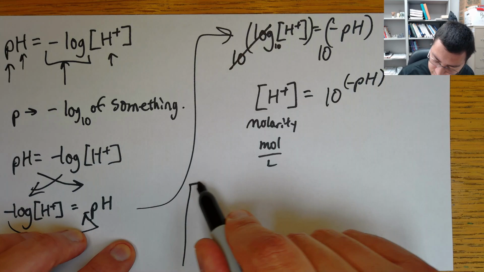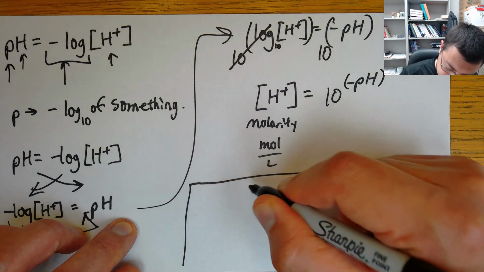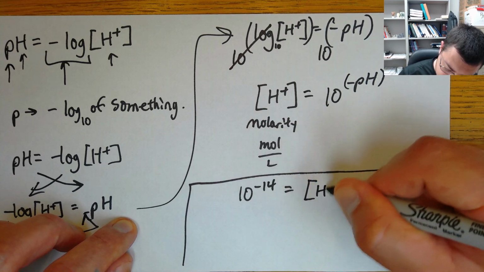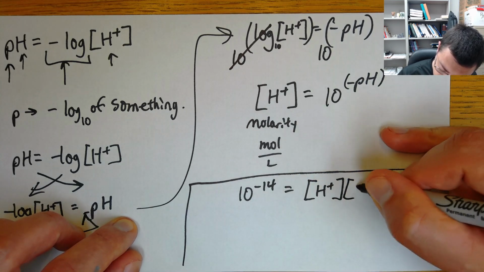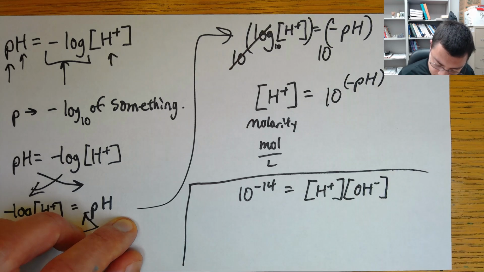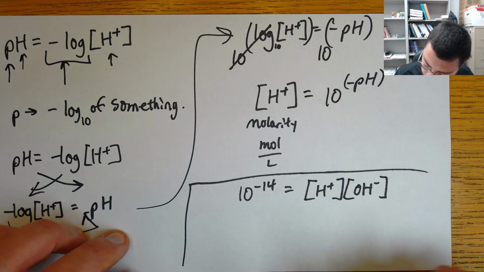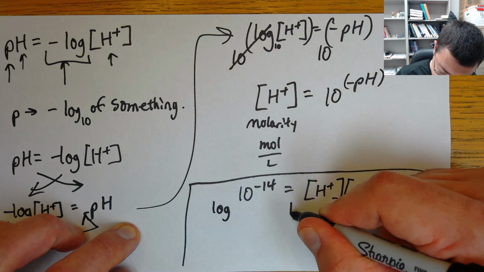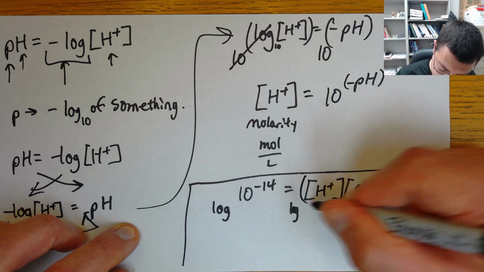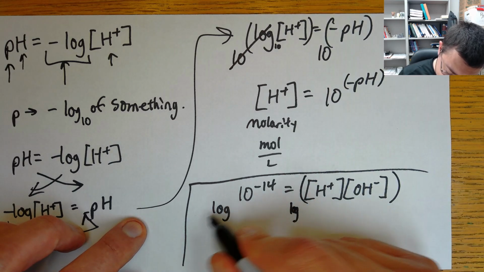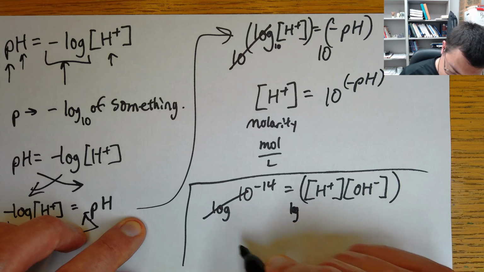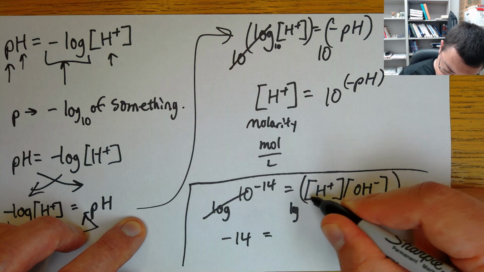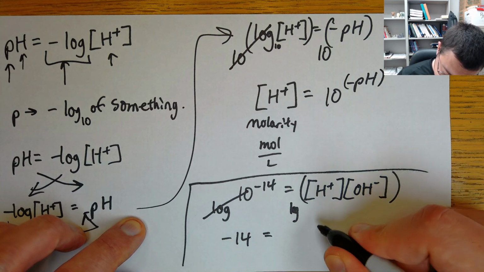So we can do something similar here. 10 to the minus 14 equals H plus OH minus. If we do a log base 10 on both sides, log of that, then that will cancel, and then that will leave us with a negative 14 there. These can split.